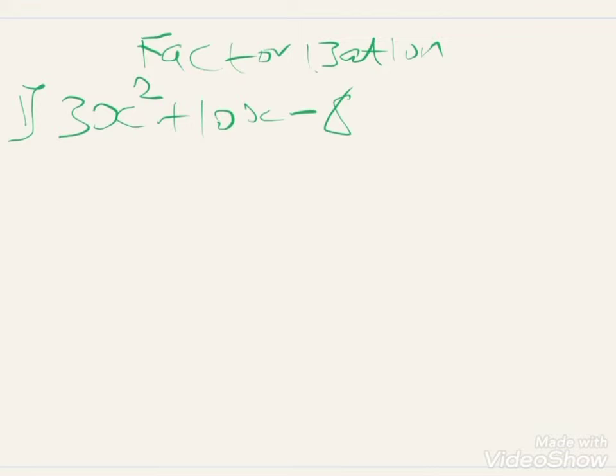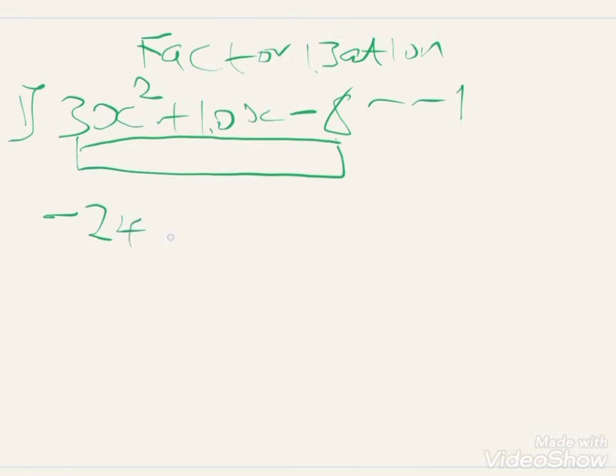So to do that, the first step: mind you, in this expression, we have A, B, C. 3 is the A, 10 is the B, minus 8 is the C. These are known constants. Now, call this expression 1. Multiply 3 by minus 8. What does it give you? You have minus 24. That is the first step: multiplying 3 and minus 8 to have minus 24.